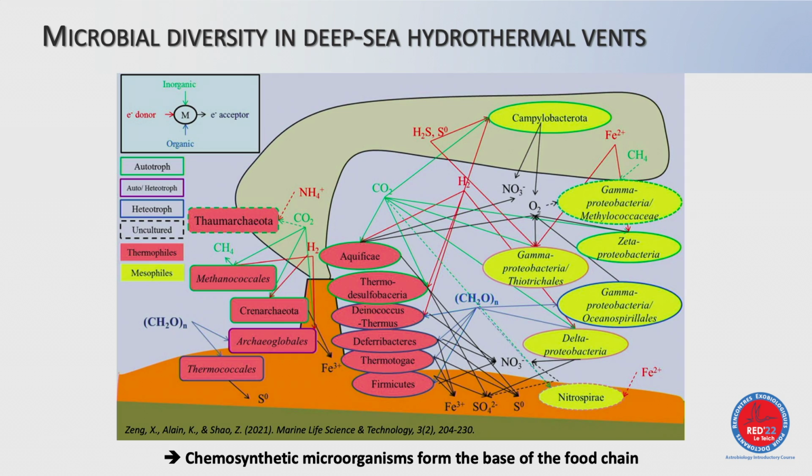So here is all the microbial diversity we can find in hydrothermal vents. It's a huge diversity. You can find all the thermophiles, which live close to the deep sea vent fluids, and further away you can also find mesophiles. You can see that they exchange redox reactions to grow in these ecosystems. And you can see that the autotrophs here in green are supplying the food for heterotrophs. So those microorganisms form the base of the food chain in those deep sea vents.